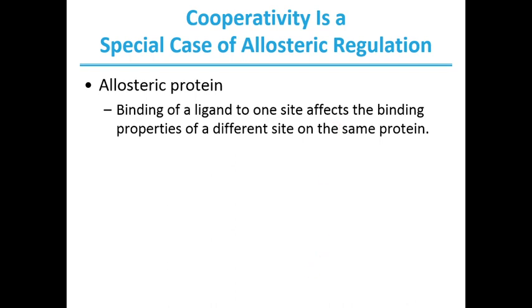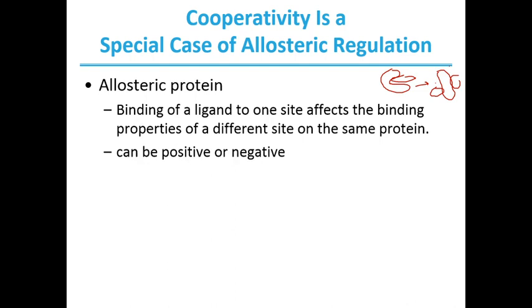in the previous lecture. For example, if a protein binds to a ligand, and this affects the binding of this protein to this ligand at a different site, which means that this can change the conformation of the protein and it can bind to another ligand on a different site, right? That is an allosteric protein. It can be positive or negative.